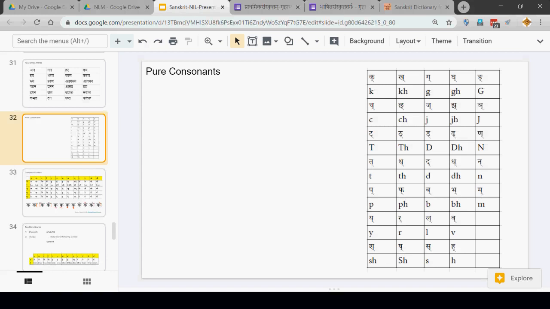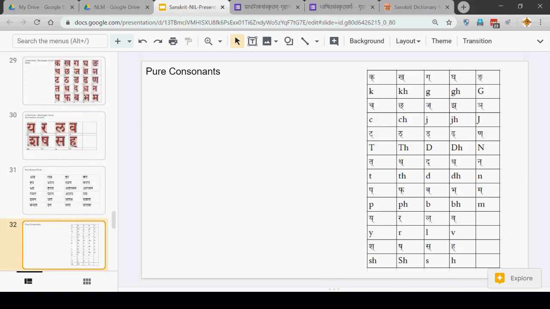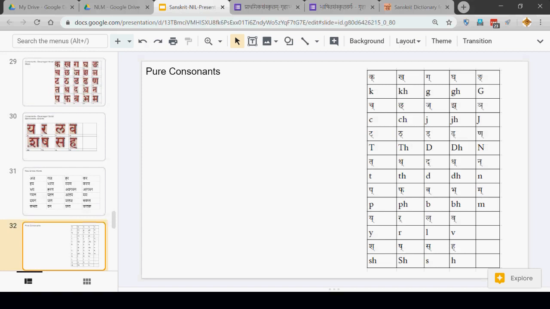Okay, so that means when we say ka, it is made up of two parts actually, or two sounds. One is the pure consonant sound.